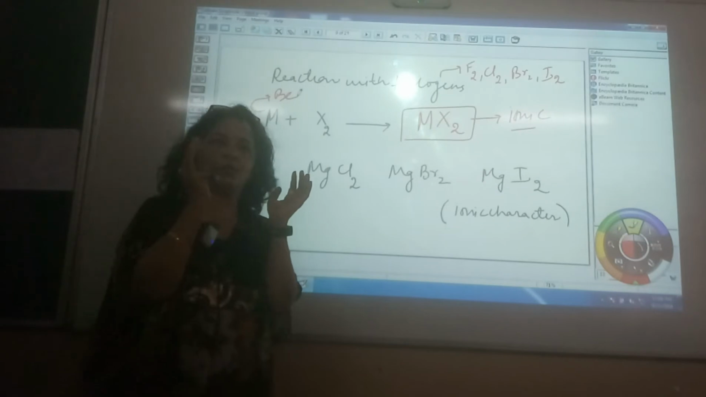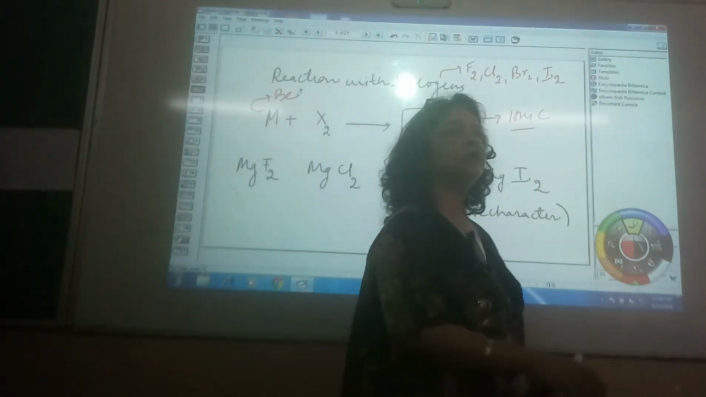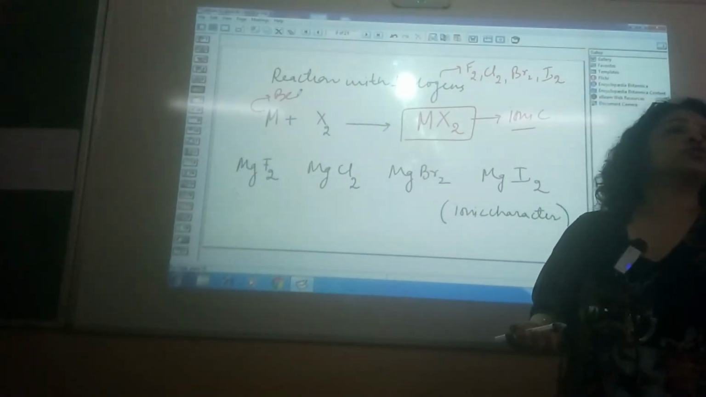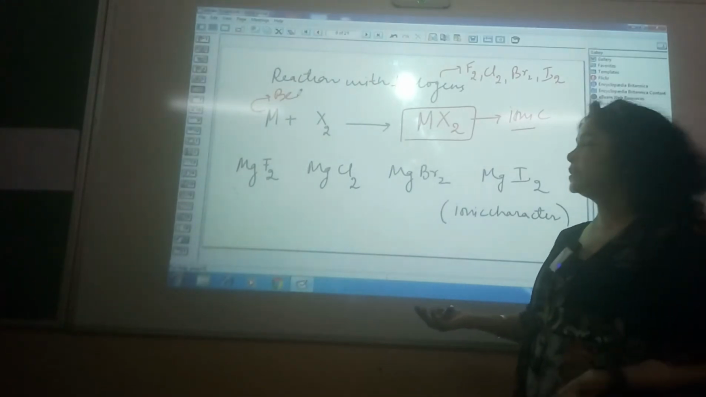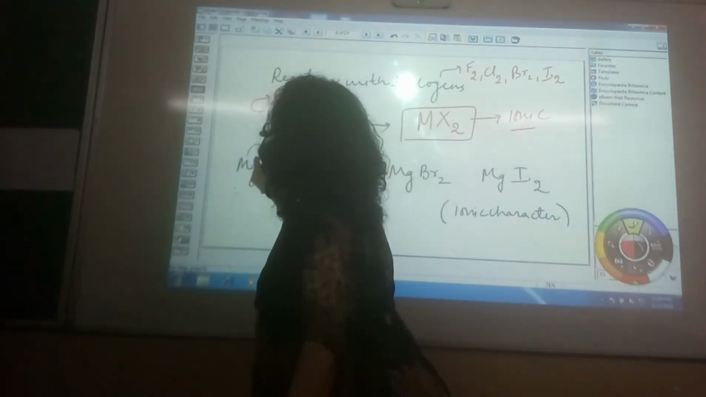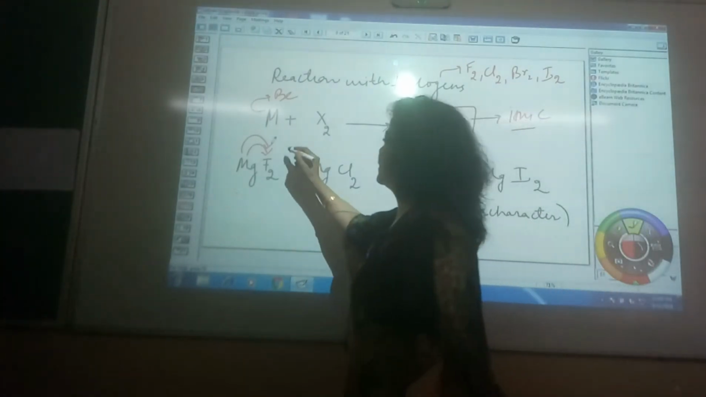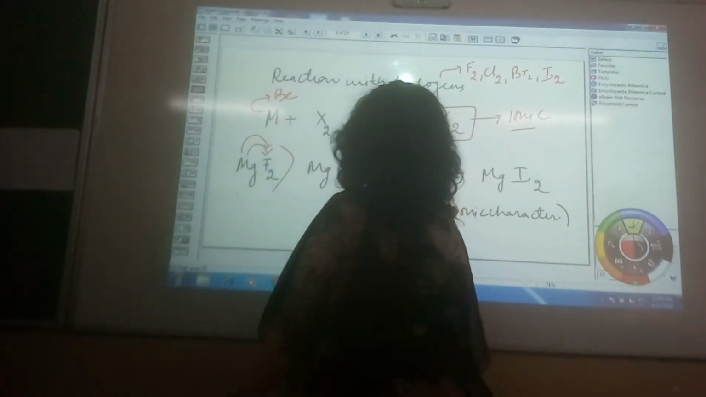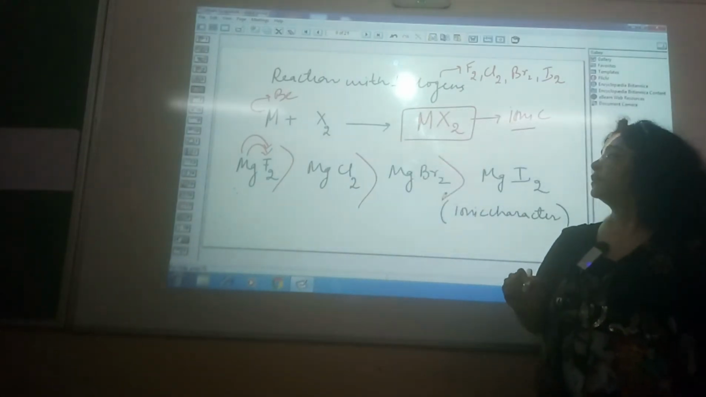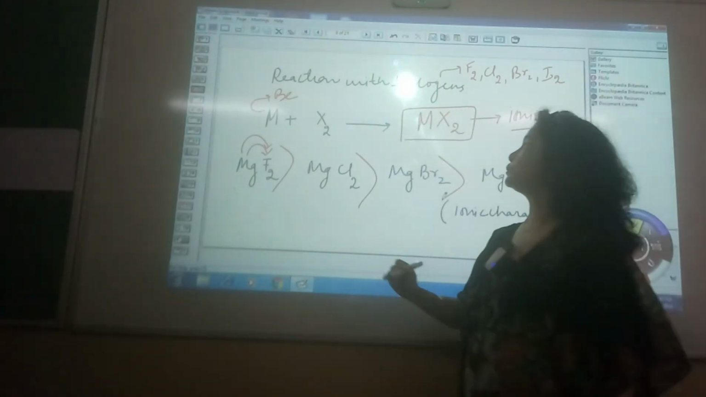Has to be the smaller non-metal. Which is the smaller non-metal? Fluorine. Fluorine is also the most electronegative element. Hence, the transfer of electron would be easiest in this case. So the ionic character would be maximum in this case. So that's the order for ionic character of the halides of magnesium.